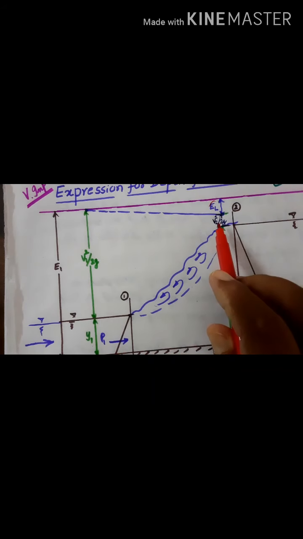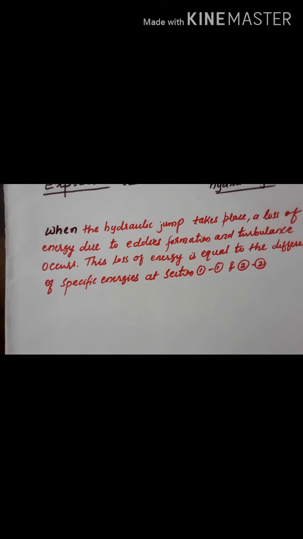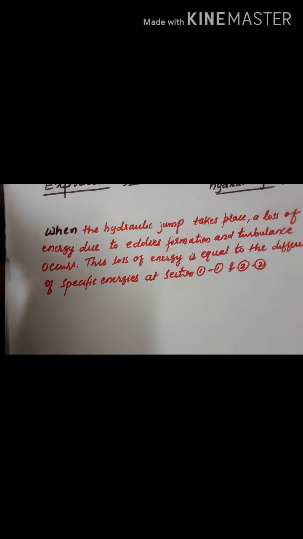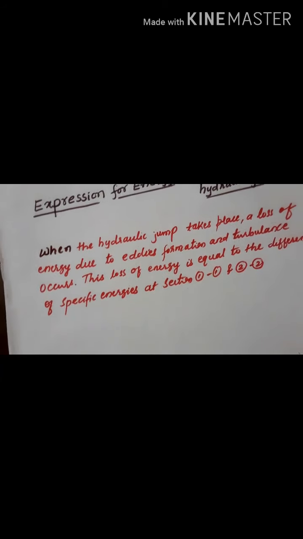The energy at section 1 will be E1 and the energy at section 2 will be E2, and the difference of these two energies is what we call the energy loss. We need to find out how much energy is lost because of the hydraulic jump. So that is the expression for hydraulic jump loss.